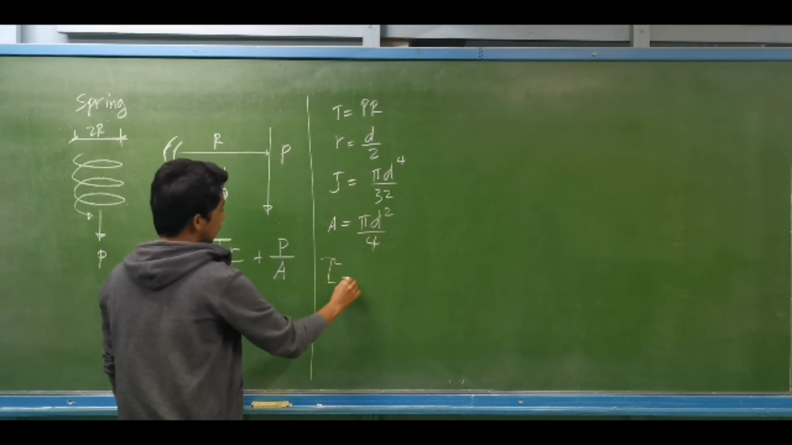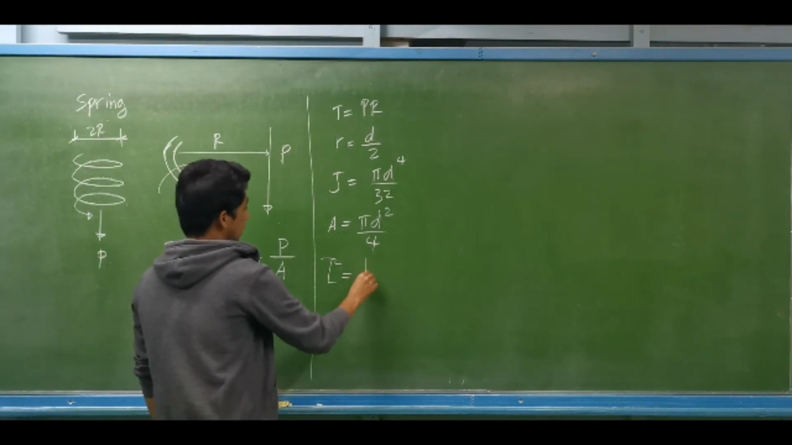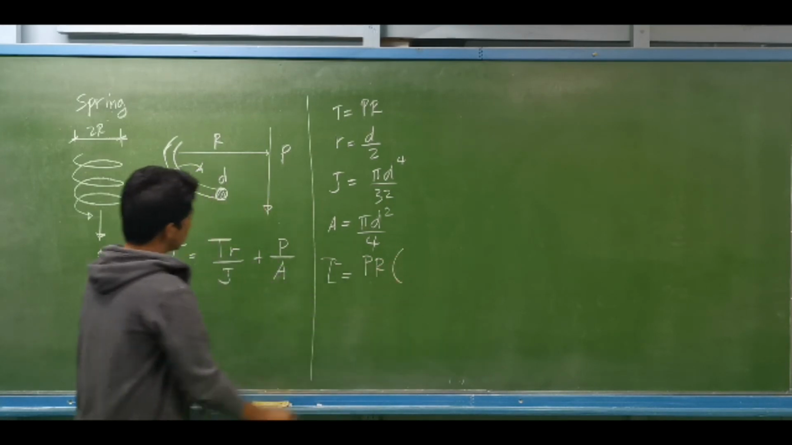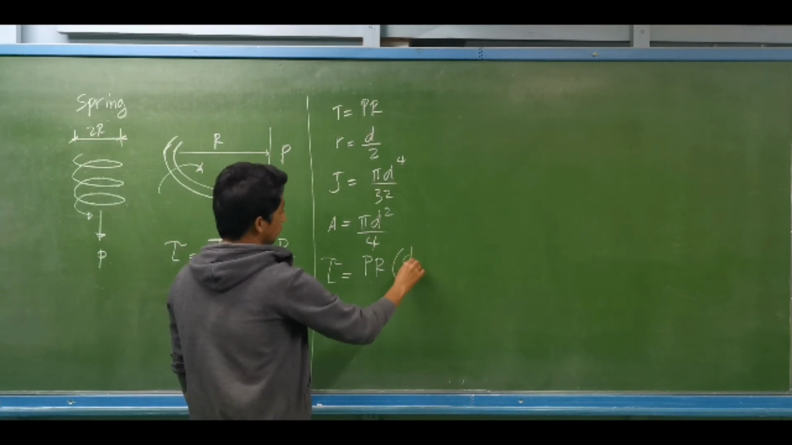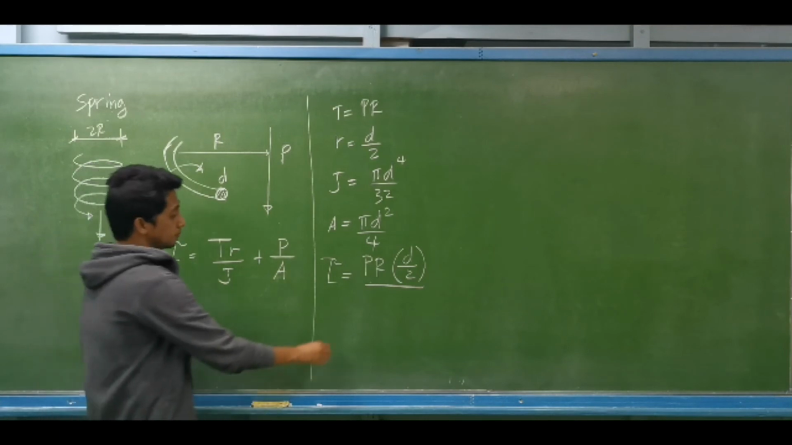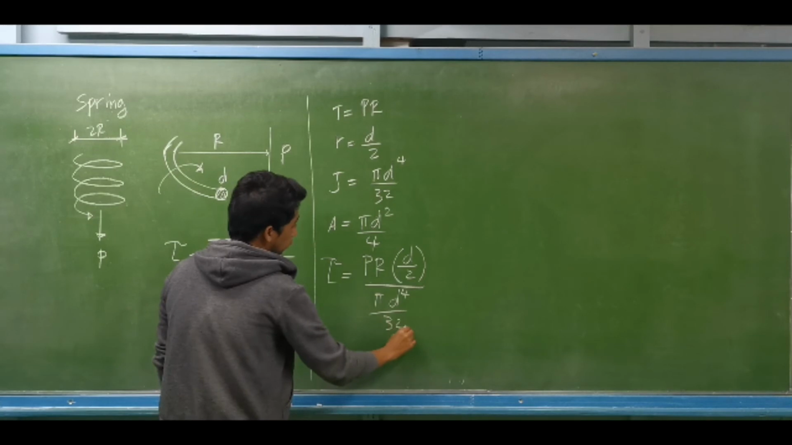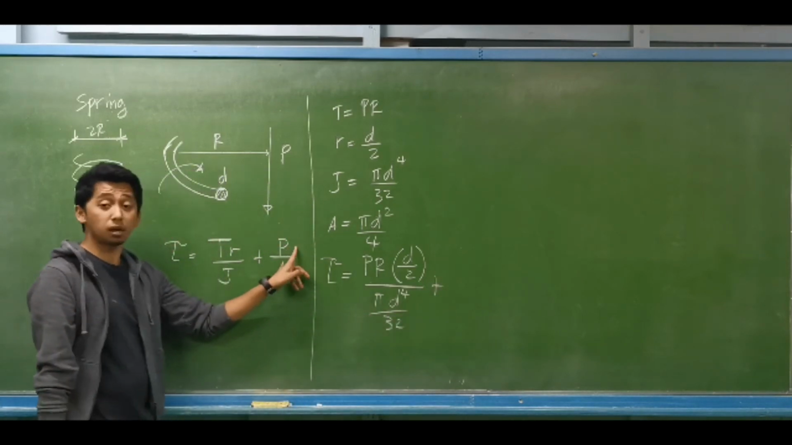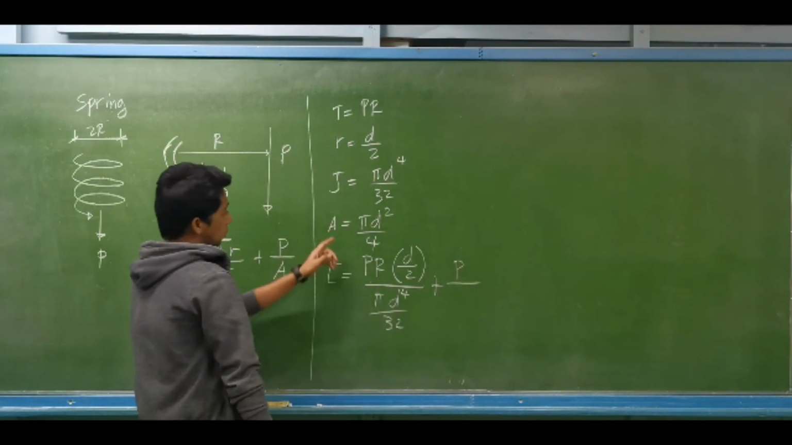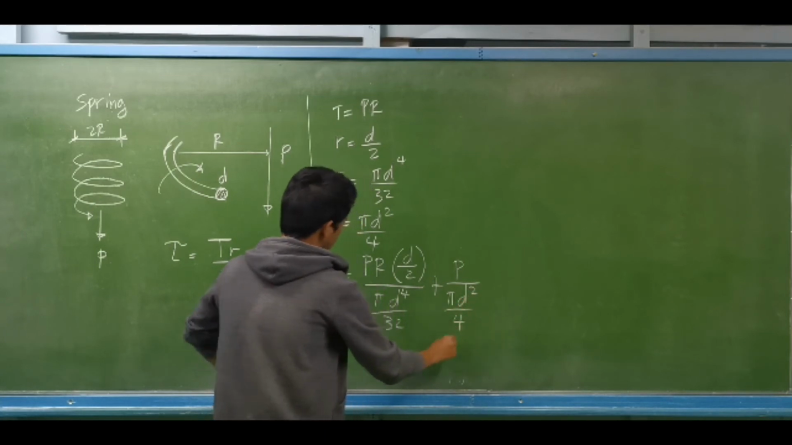So we have now the total shearing stress experienced by the wire of the spring. It is the torque, that is the load times the radius of the coil, multiplied by what is equivalent of the small r, that is the diameter of the wire divided by 2, divided by the polar moment of inertia, that is pi, the diameter of the wire raised to 4, divided by 32. Plus the direct shear, the force over area, that is P divided by the cross-sectional area of the wire, that is pi diameter squared divided by 4.